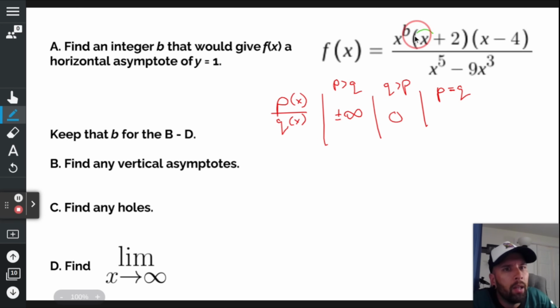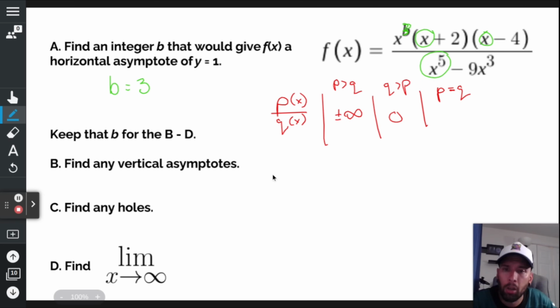I have one leading x, another leading x, so that's 2, and my leading term down here is x to the 5th. So in order to make this match up, I have 2 x's up here that have to match with 5 x's down here, so b has to be 3. Because when that's x to the 3rd, and I multiply all this out, I have a leading term of x to the 5th, which matches up with x to the 5th. Great.